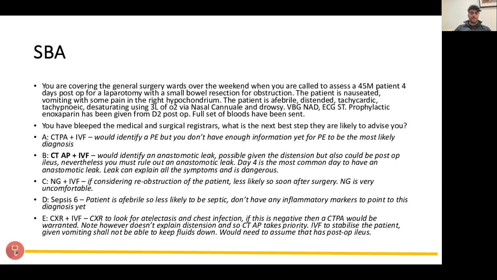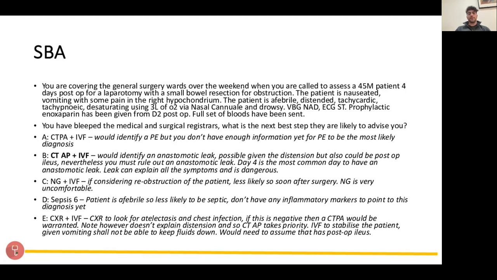And he's afebrile. Sepsis is a good one to consider in all of these patients, and it's possible that the patient could be septic given an anastomotic leak, but it's not your first thing to go for, and it wouldn't be what rules out the most important things to rule out, given that it's a surgical patient.